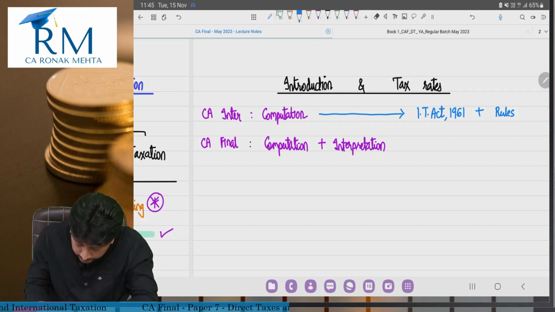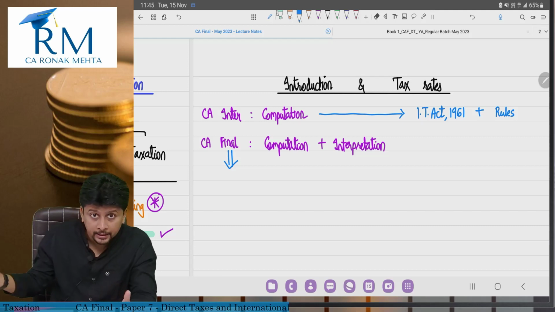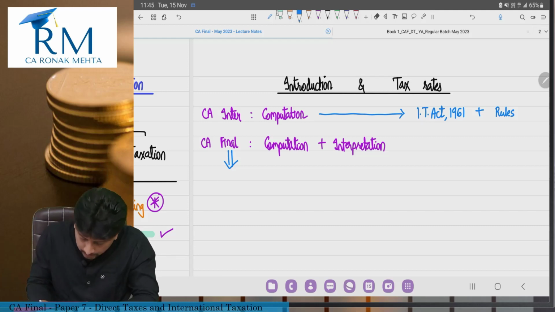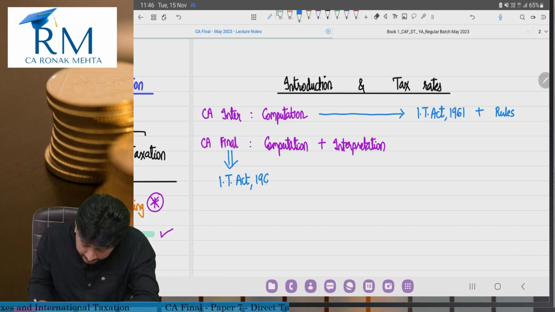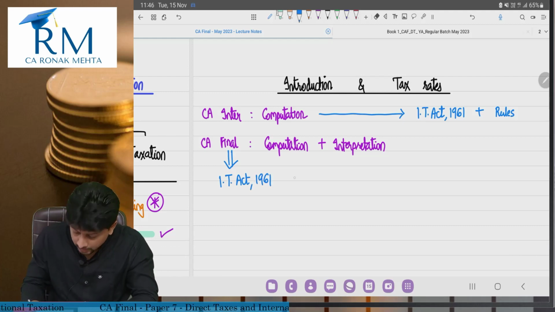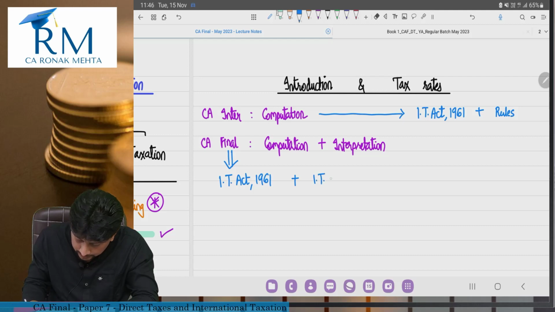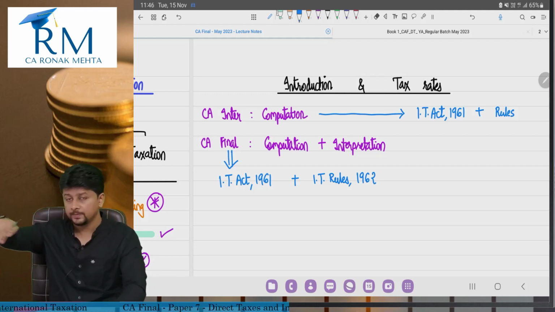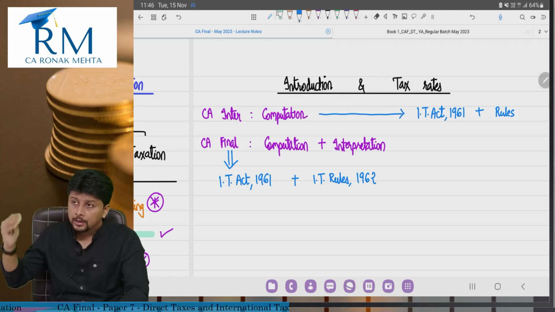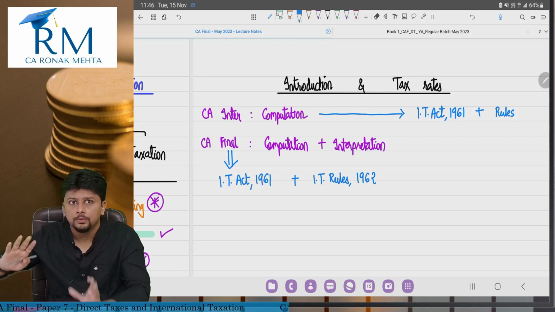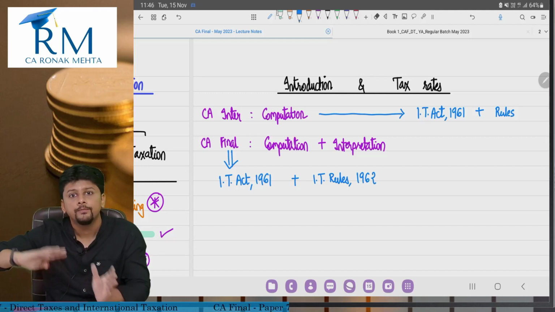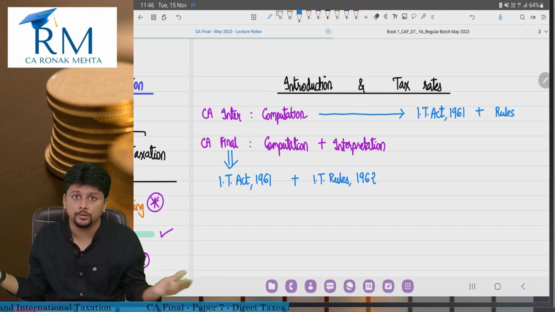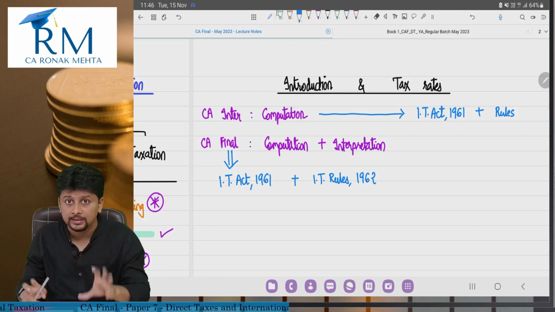At CA Final, since you are expected to know everything, you are expected to study Income Tax Act 1961. You are expected to study income tax rules 1962. Wherever the rules appear, you're not expected to know all the rules, but yes, many rules which you have not even seen at CA Inter, you will be studying them formally at CA Final.